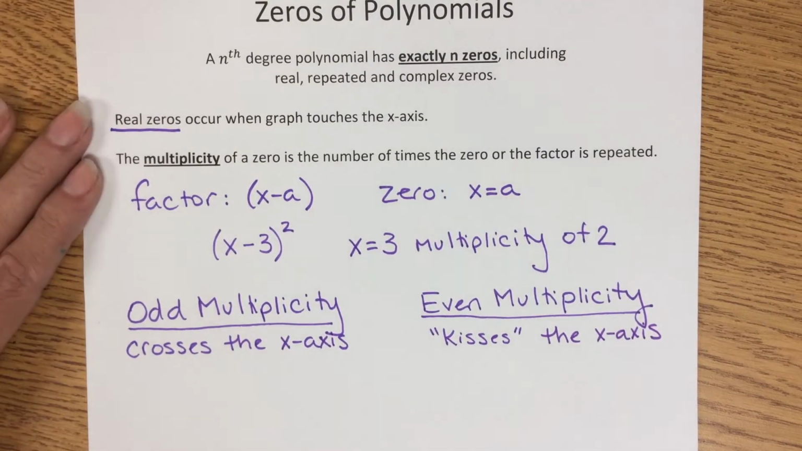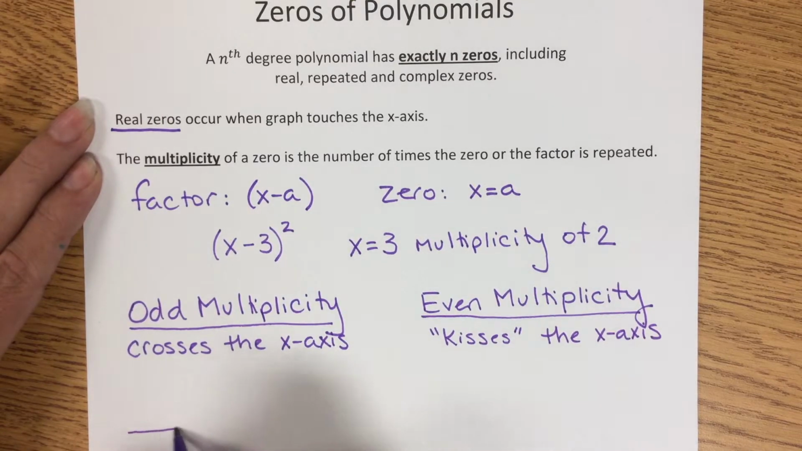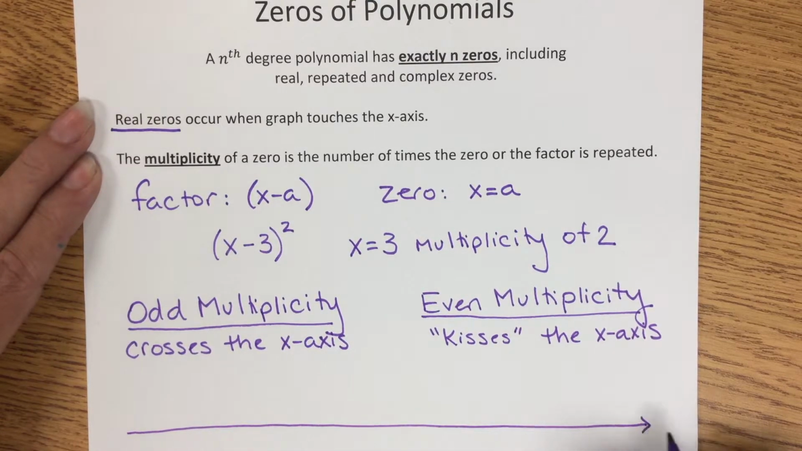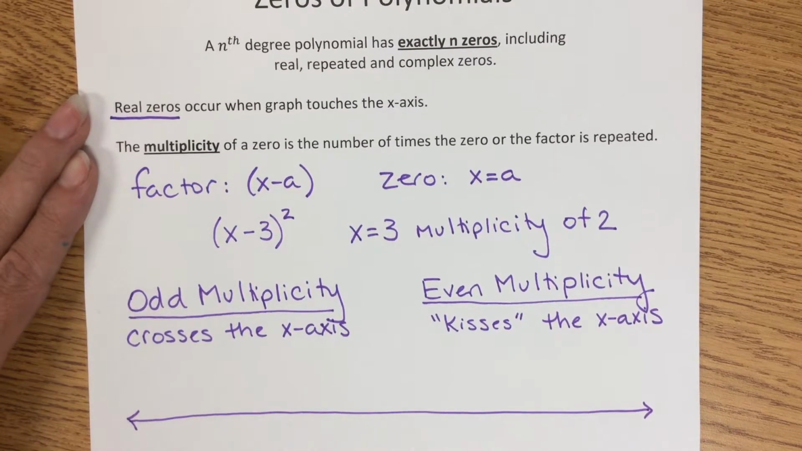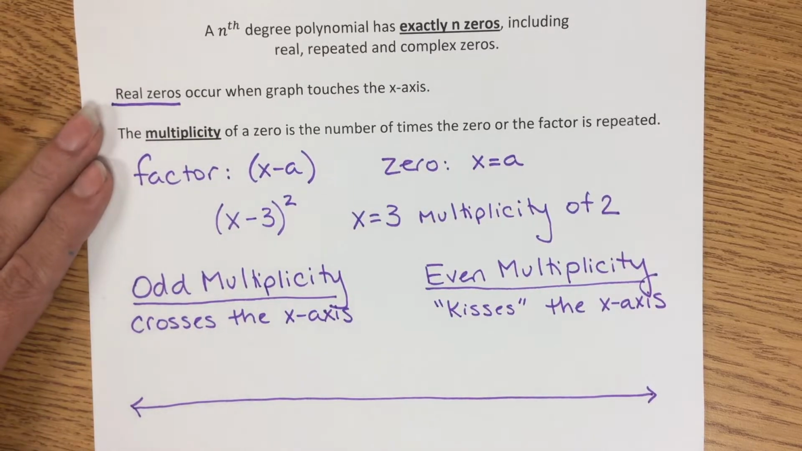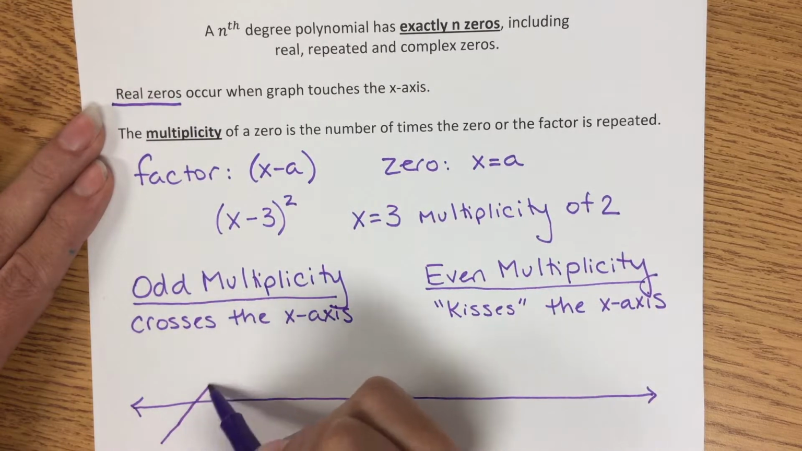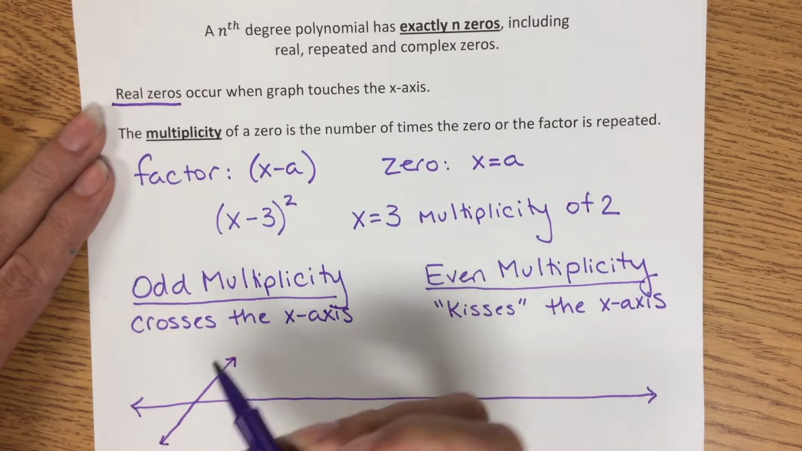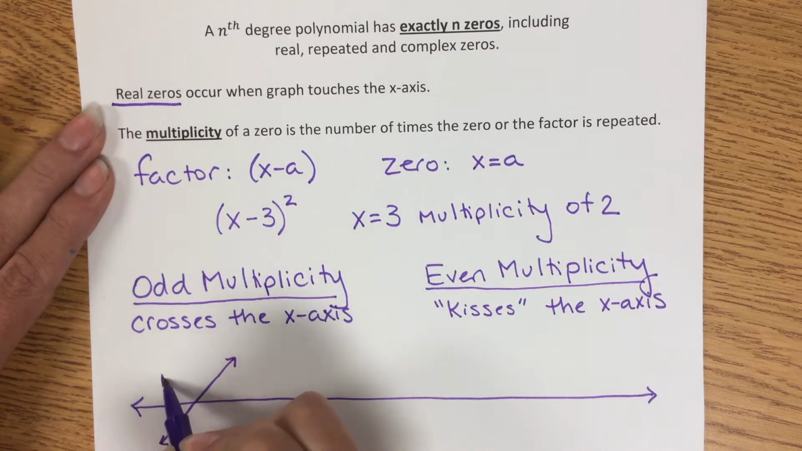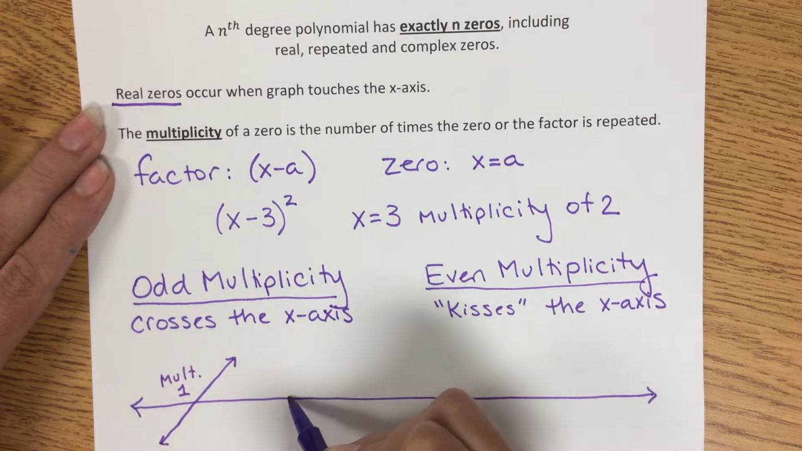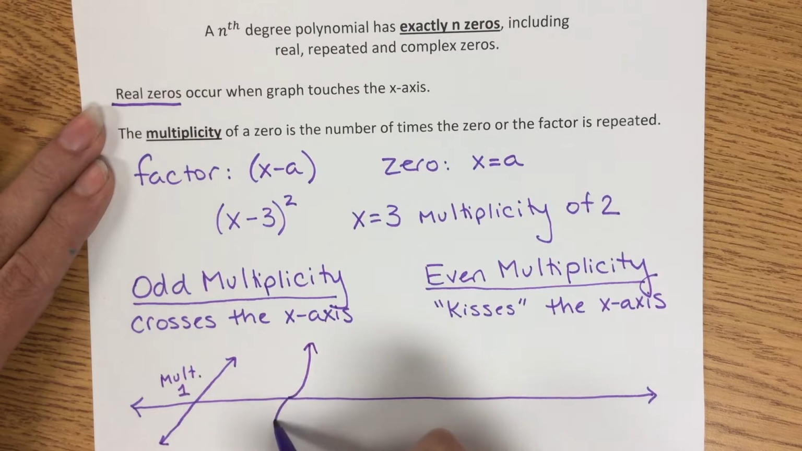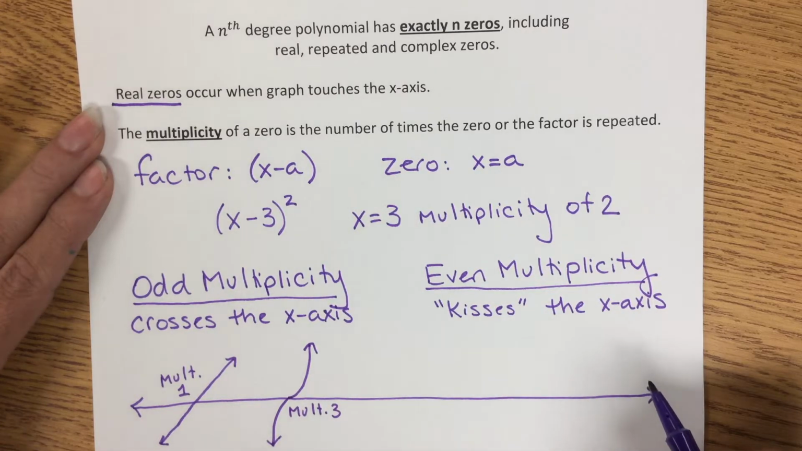Okay, so odd multiplicity. Here's an x-axis. We're just going to draw a really big x-axis and talk about different multiplicities. If you have odd multiplicity, your graph crosses. So a multiplicity of 1 will look very much like a line because it has linear behavior. So this would be a multiplicity of 1. A multiplicity of 3 is also odd, but it will look more like a cubic around the x-axis.